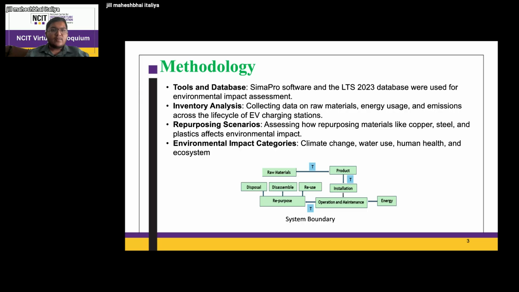The first part is the inventory analysis, basically collecting data on the raw materials like copper, plastic, steel, and water used in the creation of the charger and the rest of the components of the EV infrastructure, the energy used to assemble those things, and the emissions across the life cycle of an EV charging station.